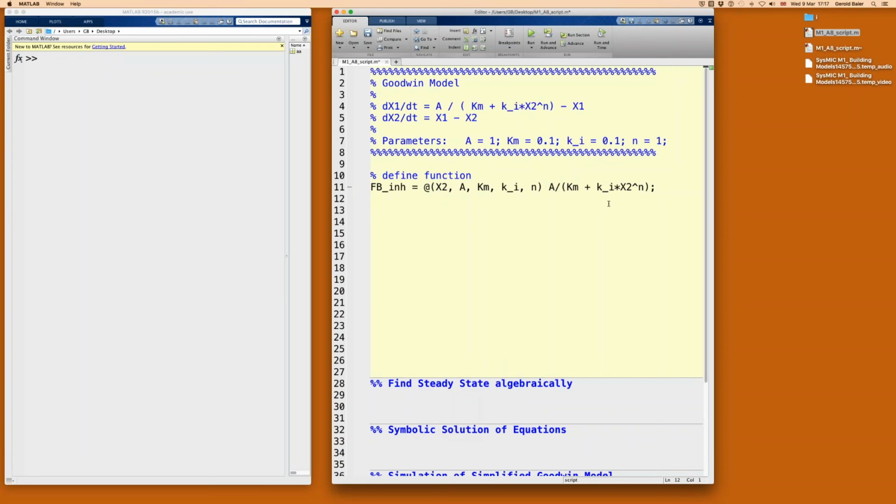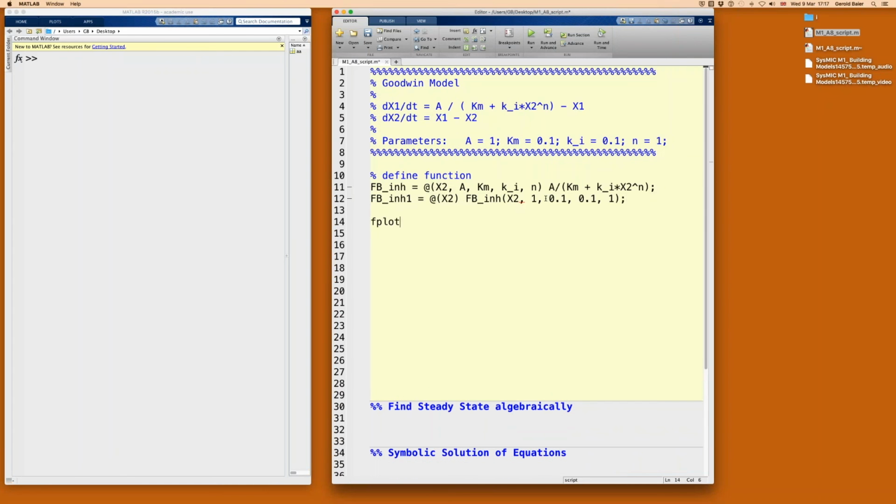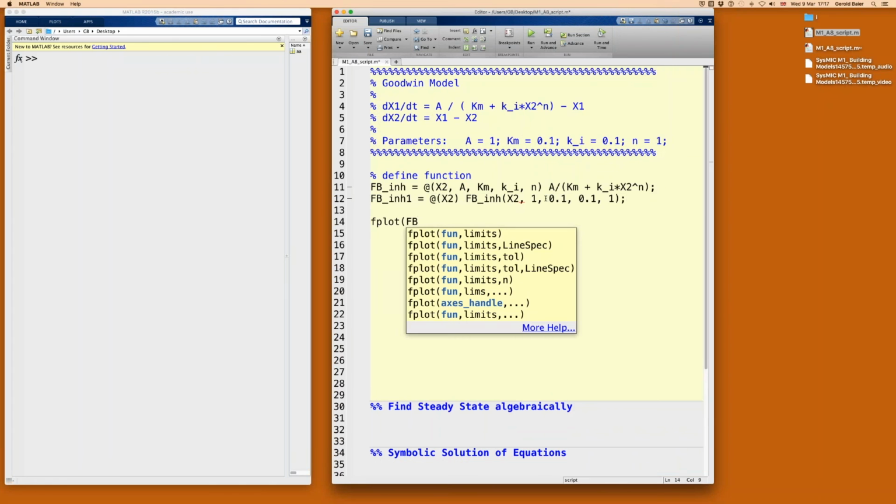Sure. So let's define our new function, feedback inhibition 1, say, and that's going to be a function of just x2. And then we're going to call feedback inhibition. We don't know what x2 is, but then we're going to set specific numbers. We've got some parameters set up, decided here, so we'll use those ones, shall we? Yes, let's put the values in. 1.1 and 1. Okay, and then we can use fplot to plot this function with some limits, of course, to 1.